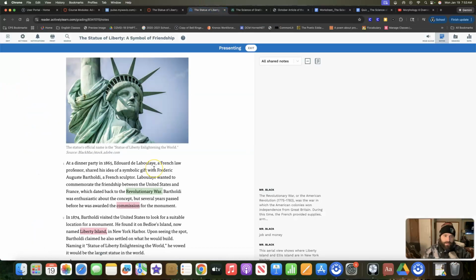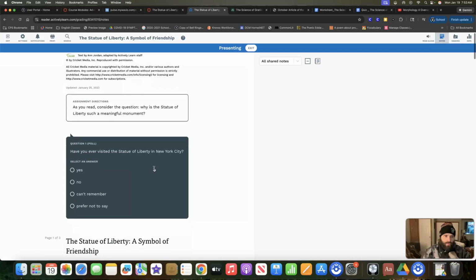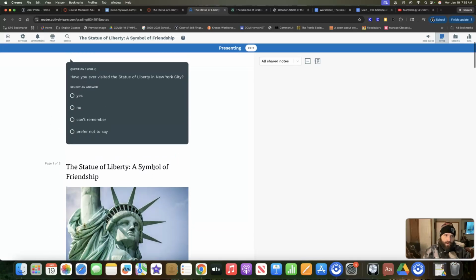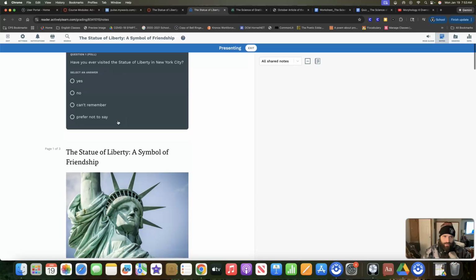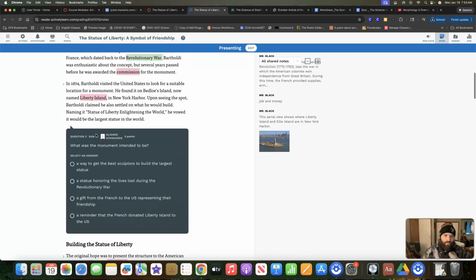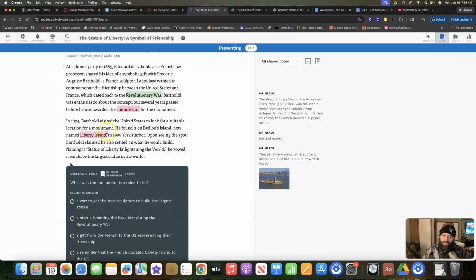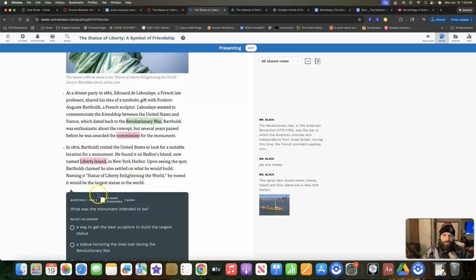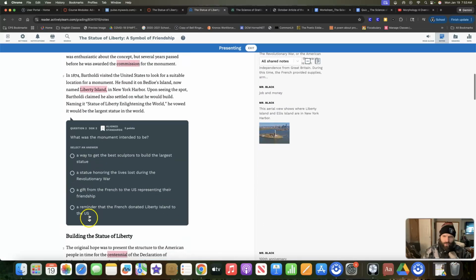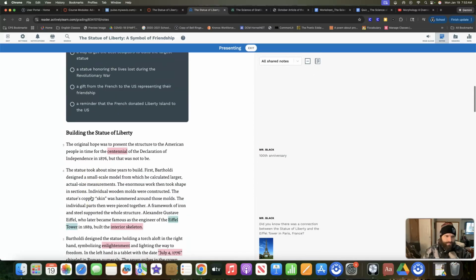With this, okay, here's your article. Not too long, only 4 questions. This first one's a poll question. Pretty simple. This one right here, you're just looking at these 2 paragraphs, right? What was the monument intended to be? It's going to tell you in the 2 paragraphs above it. That's what the purpose of this question is. I think Actively Learn doesn't let you go any further until you've answered those questions.